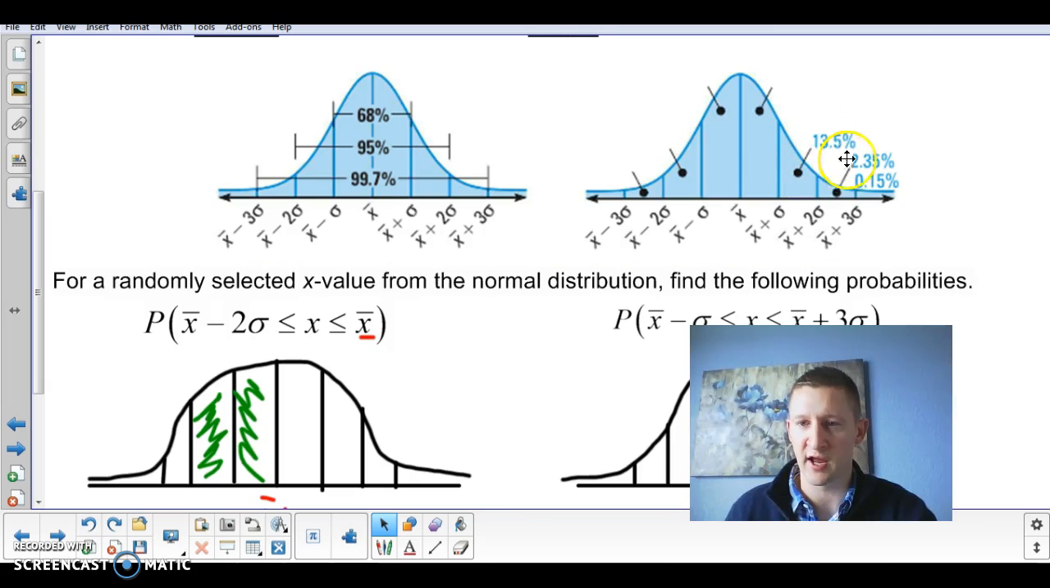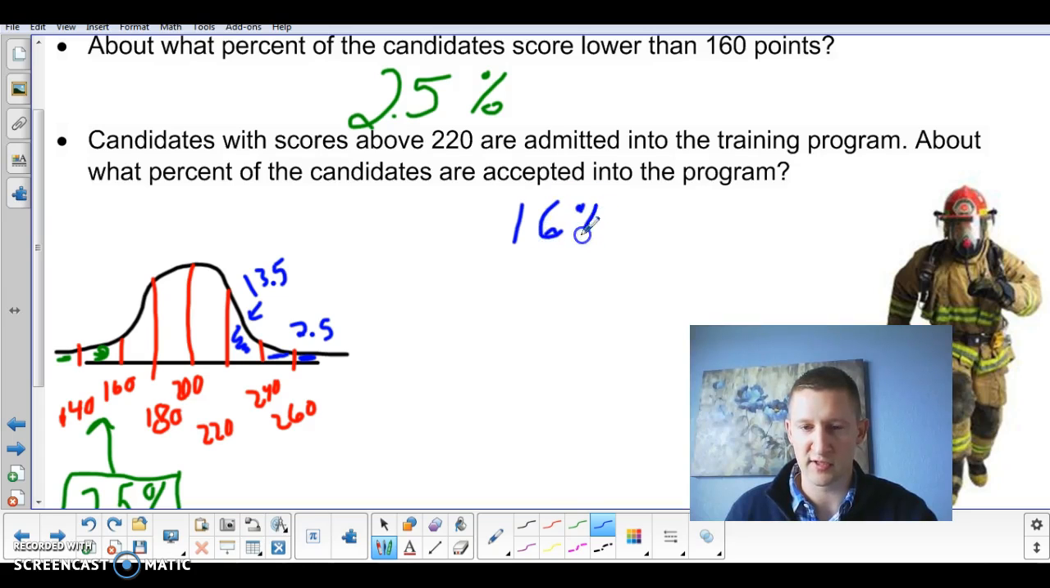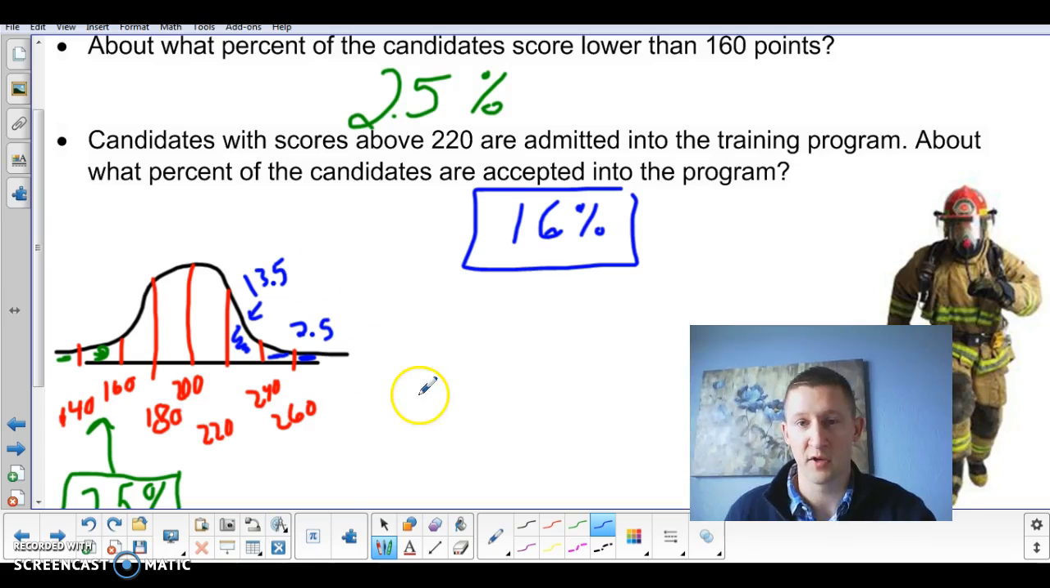So take the 13.5 plus the 2.35 plus the 0.15, and adding these together, 13.5 plus 2.5 is going to equal 16%. So according to these test scores and standard deviations, about 16% of the candidates get accepted into that firefighting program. And that'll do it for this quick video.